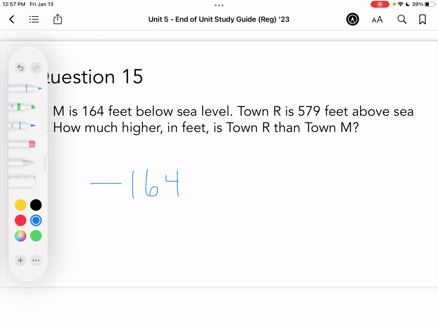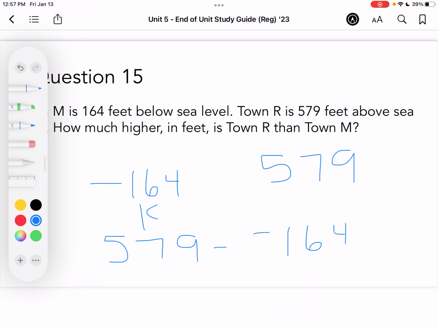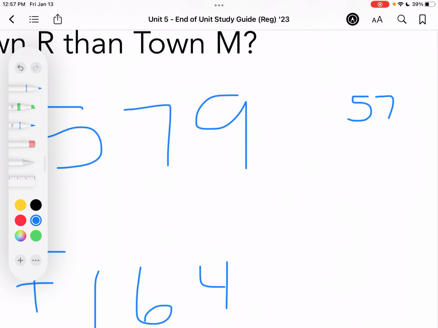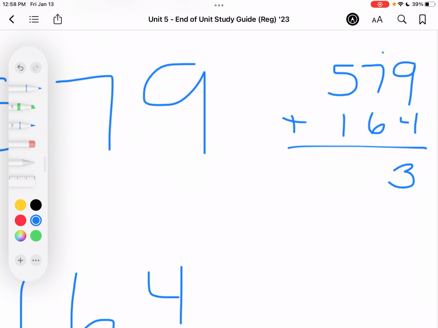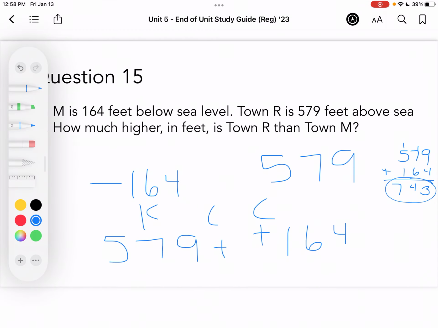Town R is 574 feet above sea level, or 579 feet above sea level. So that's positive. How much higher in feet is town R than town M? So I'm going to do 579 minus negative 164. Because I want to figure out how far apart they are. So keep, change, change. So I end up adding the two together because I want to figure out, okay, how far is it from 164 to 0? And then how far from 0 is 579? And I get 743. So it would be 743 feet.